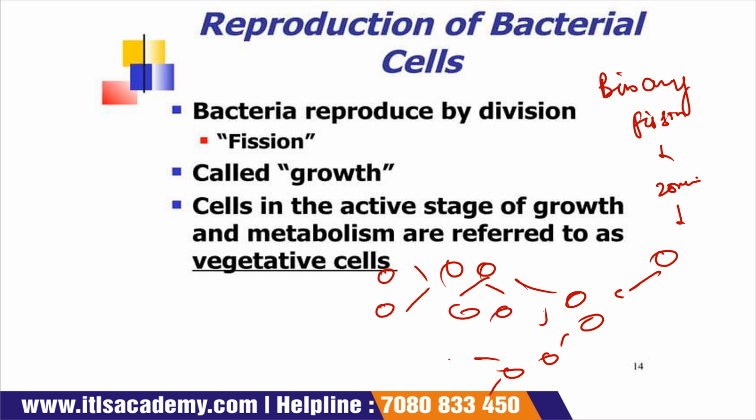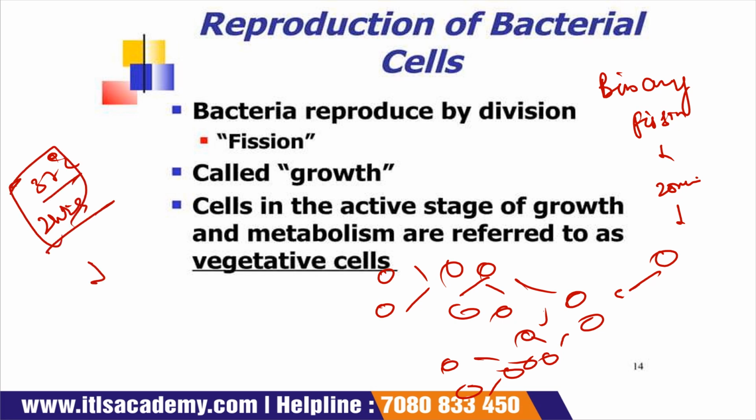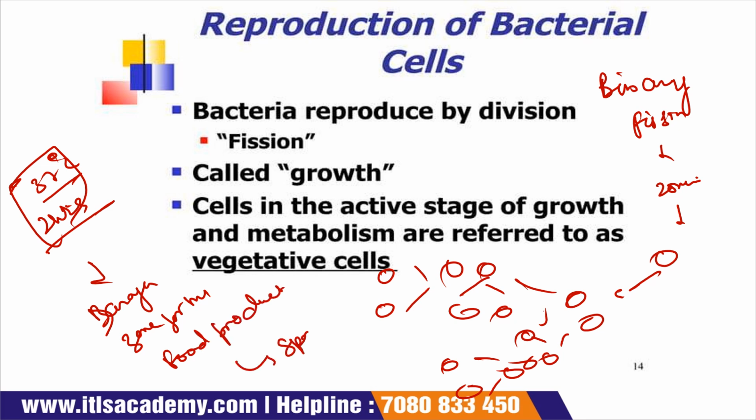So that's why we cannot keep the food product at room temperature, that is 37 degrees Celsius, for 2 hours, because this is a danger zone for a food product. Danger zone for the food product, and food becomes spoiled.